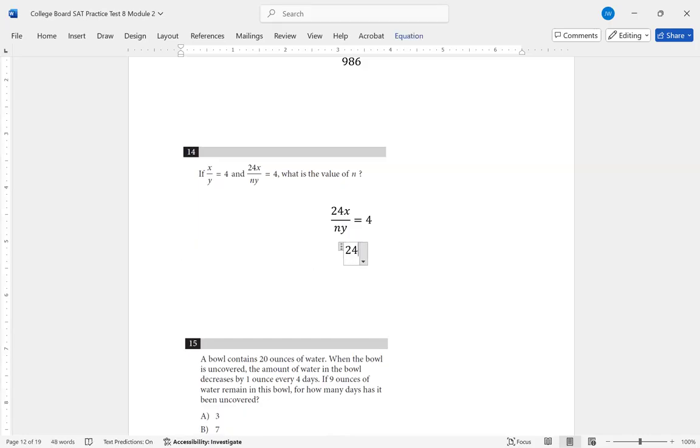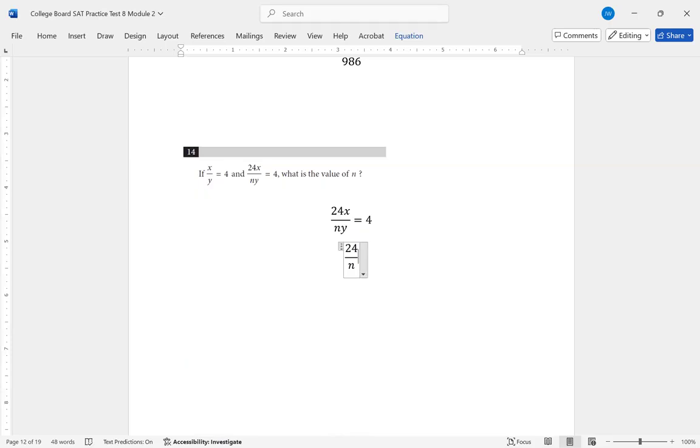I get 24 over n, and then I'm going to think of that as being multiplied times x over y. And then what I can do is replace x over y with the number 4. Since x over y is equal to 4, I get that. Dividing 4 on both sides, or you could multiply 24 times 4. Really doesn't matter how you do this, but it matters if you do it right. But there's a number of different ways you can do it. I'm going to divide both sides by 4. That gives me 24 over n is equal to 1.